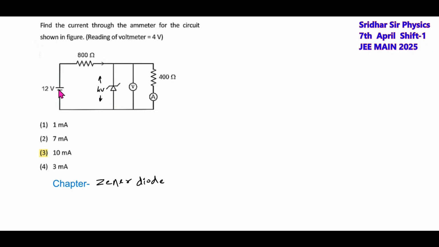Here there is 12 volt and this will be 4 volt. The remaining 8 volt will drop here. Then we can calculate the source current. The source current is equal to 8 by 100, which is 80 milliampere. Then the drop here will be 4 volt, so we can calculate the load current: IL is equal to 4 by 400, which is 10 milliampere.